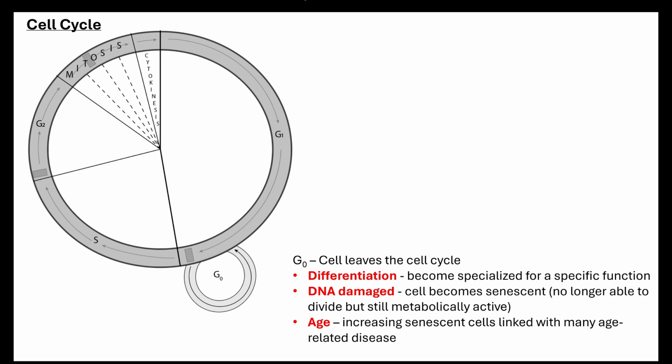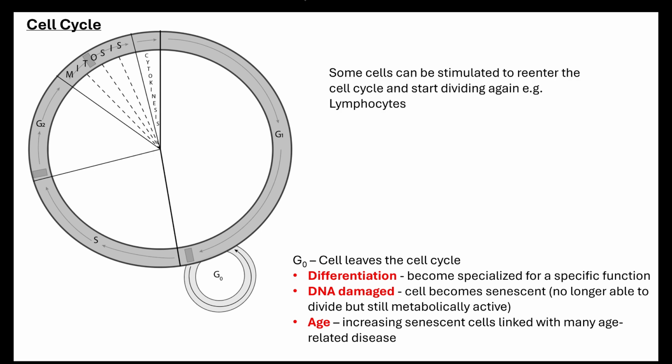Now, it is important to note that when cells differentiate, when they leave the cell cycle and go into this resting phase, some of them can actually be stimulated to re-enter that cell cycle. So although differentiation means that they leave the cell cycle, with some they can re-enter and start dividing again. For example, lymphocytes are a cell which will re-enter the cell cycle if we need to do clonal expansion. And you'll learn about that in the communicable diseases video, so please do check that one out.